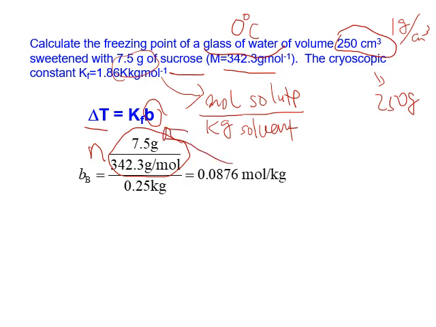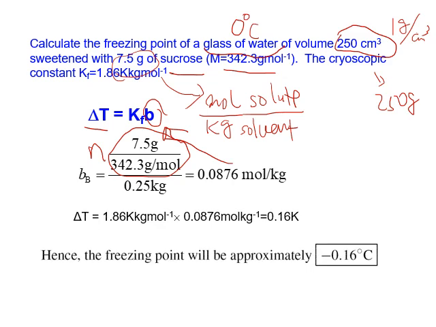Plug in, delta T is calculated to be 0.16 Kelvin, which is also equal to 0.16 Celsius. And what is the new freezing point? It is the original freezing point minus the change, and that gives you negative 0.16 Celsius.